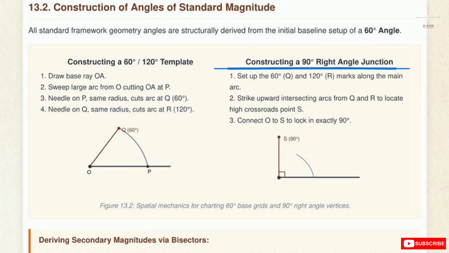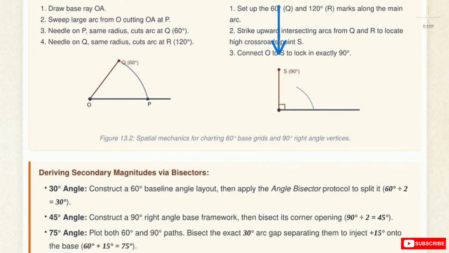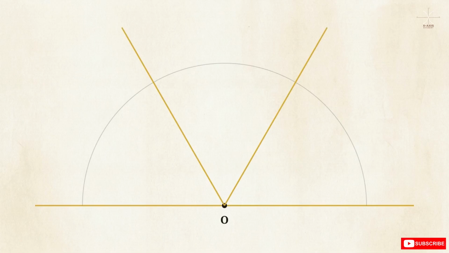This schematic shows the right angle junction. The 90-degree angle sits exactly halfway between the 60 and 120-degree marks. Strike a high arc from point Q. Strike an opposing arc from point R to create intersection S. Drop a vertical line from S to origin O. You've secured a 90-degree corner. It is derived by balancing the equal tension between the 60 and 120-degree points, proving its perfect alignment without relying on a set square.